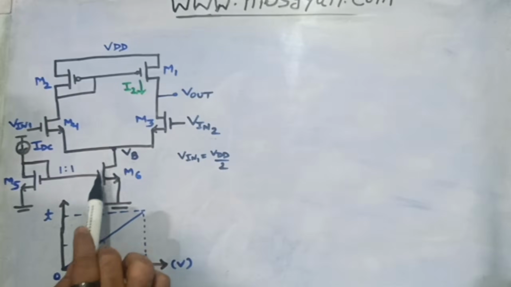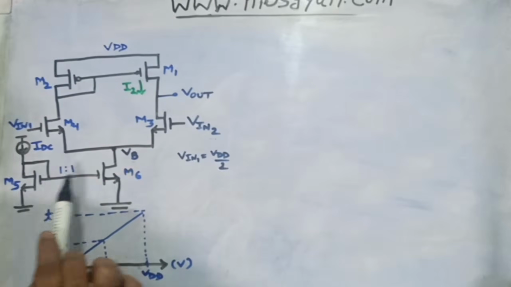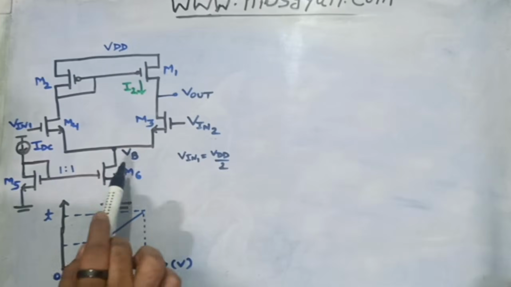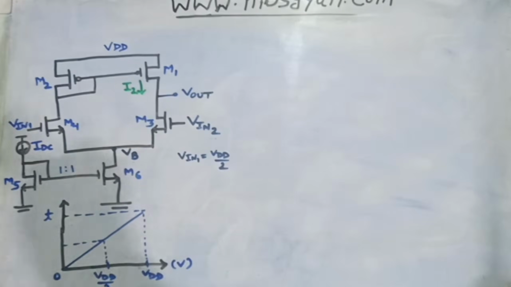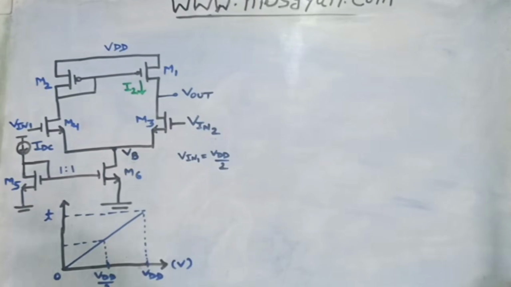Also in this question it is given that the current from this tail current source is equal to IDC, because these M5 and M6 are forming a current mirror and the aspect ratio is 1:1. So whatever current is flowing from M5, the same amount of current is flowing through this MOS M6 also. So the current through M6 is IDC. All this information is given in this question, and then we need to plot the voltages for Vout, VB and the current I2 with respect to time. So let's start solving this question.